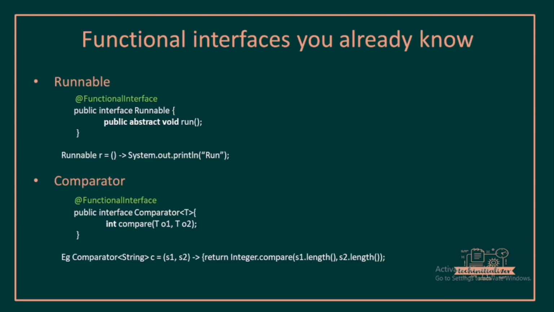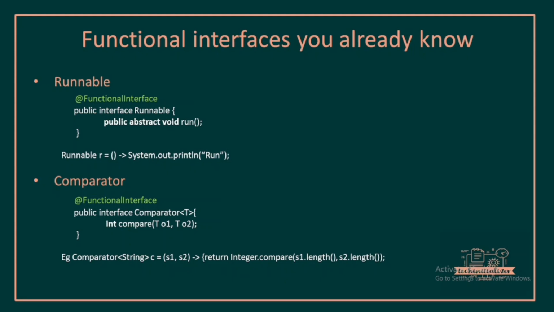The first one is the Runnable interface, which is used to provide the implementation of the tasks that we want to be run in a thread. As you can see, Runnable has only one abstract method, which is called run, and it returns nothing. Hence it is called a functional interface. We can use a lambda expression to implement this interface. In the example, we have a task that prints run on the console.